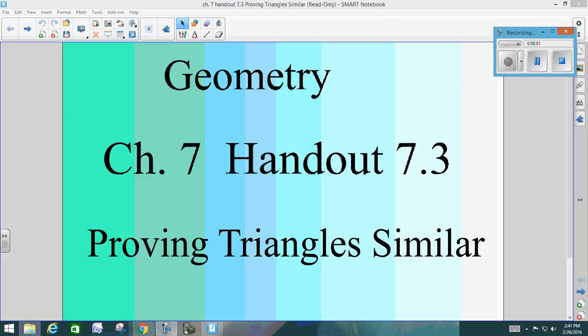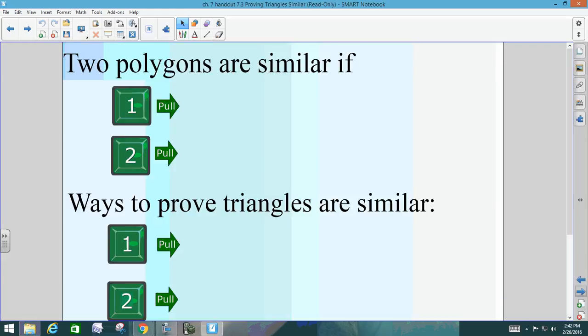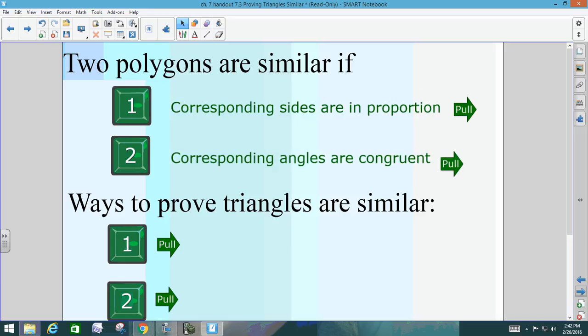Similar. No proof, so you're going to just explain why. At the top, like I said, in order for any polygons to be similar, all the sides have to be in proportion and all the corresponding angles have to be congruent. So when you were comparing two parallelograms, you had to make sure all four sides are proportional and all four angles are congruent.